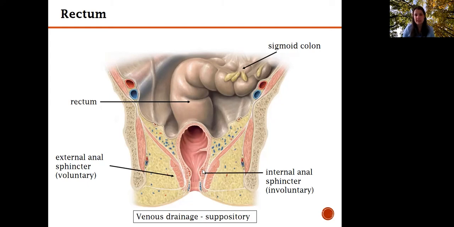We have an inner, an internal one, which is actually composed of the circular muscle layer of the tunica muscularis. And we have an outer, external anal sphincter, which is composed of skeletal muscle, and so it's innervated by our somatic nervous system, so it's a voluntarily regulated muscle. While the internal one is smooth muscle, so it's innervated by the autonomic nervous system, so we cannot regulate it voluntarily like the external one.